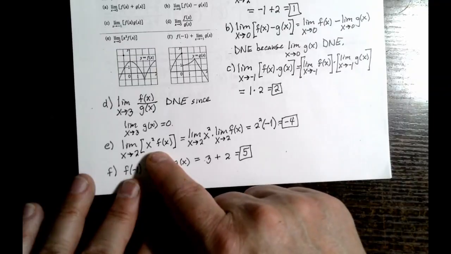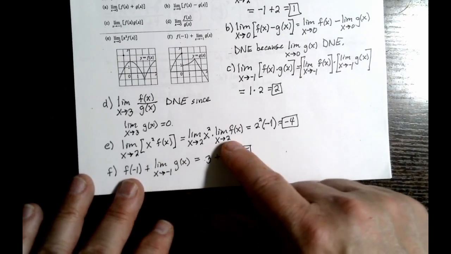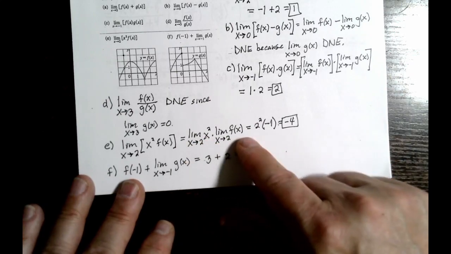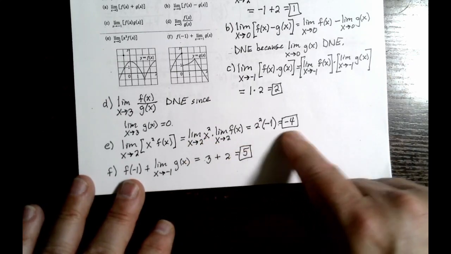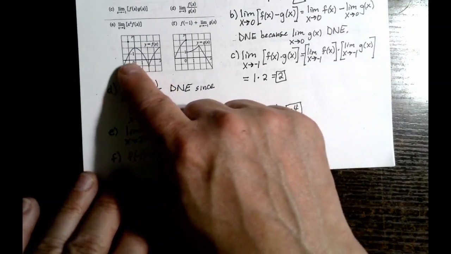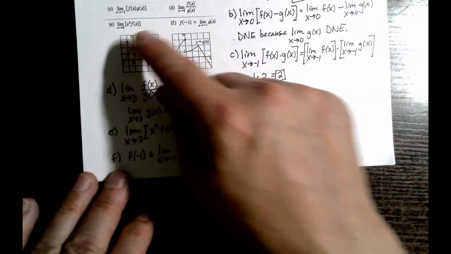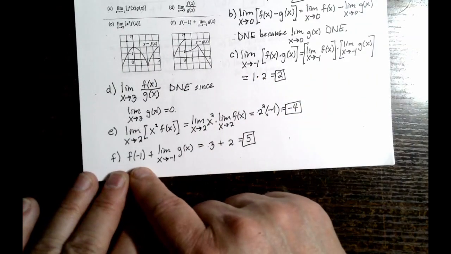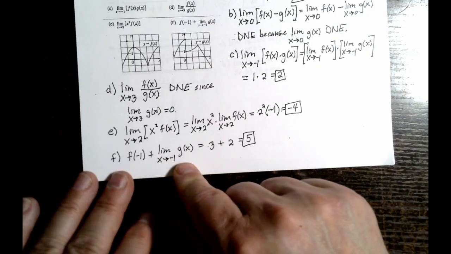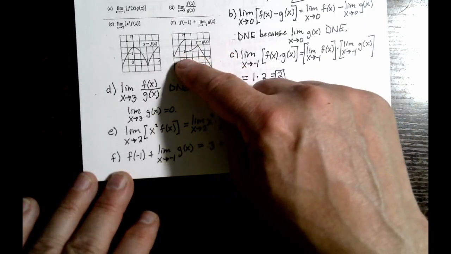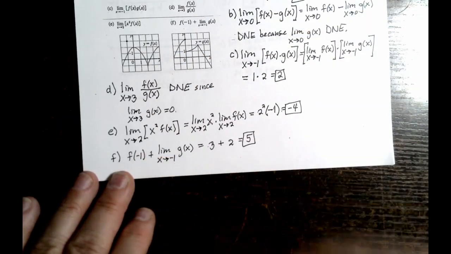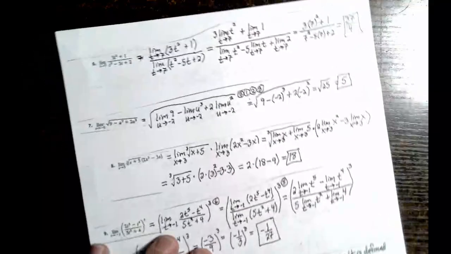On this one, the limit of x squared f is the limit of x squared times the limit of f, and the limit of x squared is just 2 squared. The limit of f at 2 is minus 1, so you get negative 4. And f of negative 1 is defined at 1, 2, 3, 4. F of negative 1 equals 3, sorry. And the limit as x approaches minus 1 of g is 2, and so that one is just 3 plus 2 equals 5.